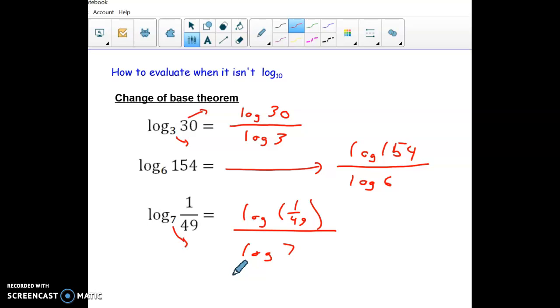Right, so that concludes logs, right? It means find the exponent, and hopefully you learned a little bit about how to switch forms and how to evaluate them. Thank you for watching.